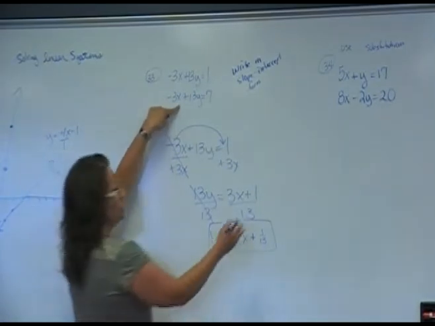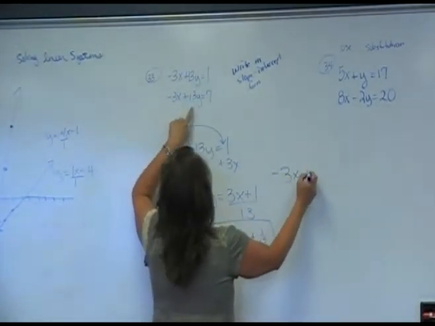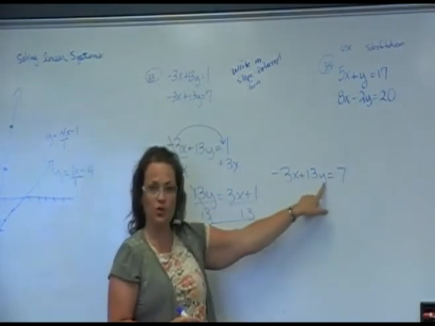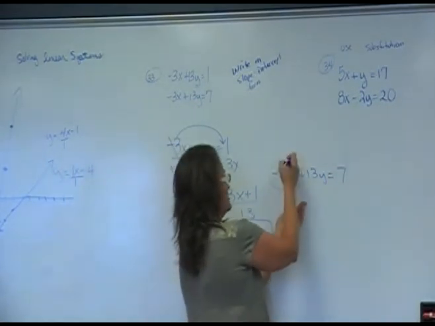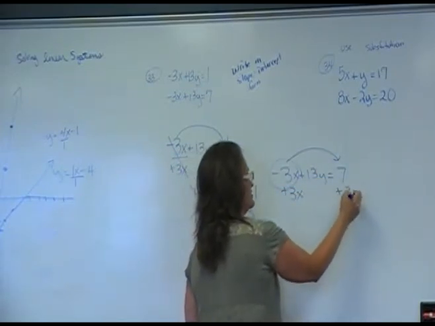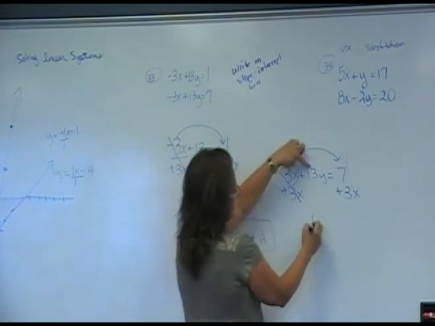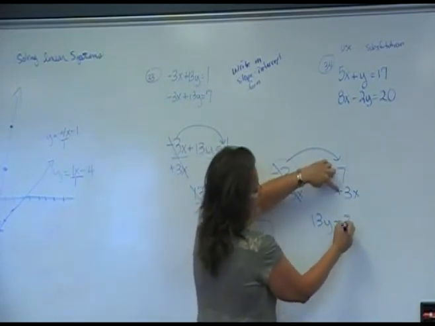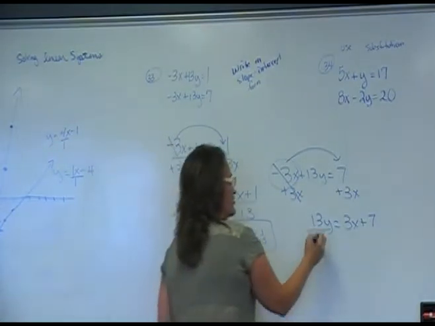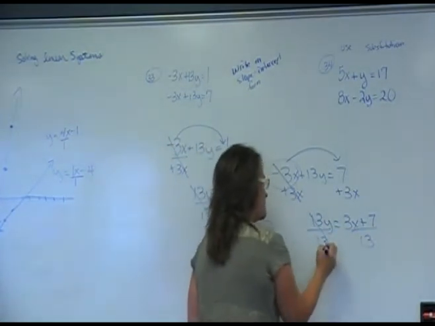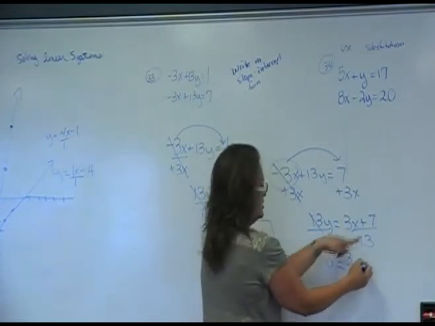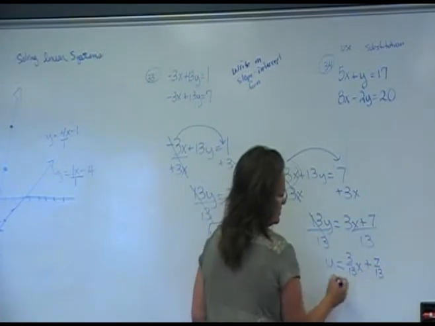Do the next equation, which is negative 3x and 13y equals 7. We want to solve this equation for y as well. So I take the negative 3x needs to go over by plussing 3x. Cancels off of the left. So 13y equals 3x plus 7. Divide out 13 from each side. Y is 3/13 x, that's my slope, with a y-intercept of 7/13.